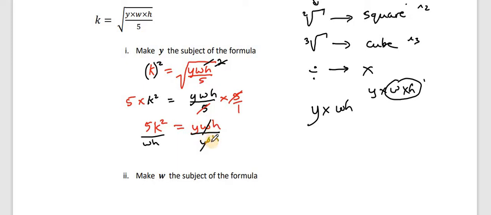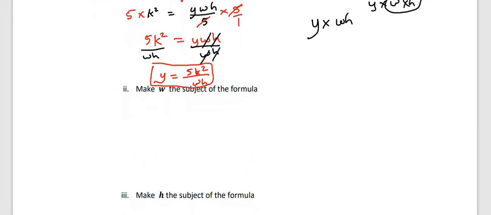So the w cancels w, and h cancels h. And that leaves me back with what on this side? Just the y. Here's a quick shortcut. Rather than writing the y on this side and then switching it around, we can simply write the y here, equal, and then put this on the other side as 5k squared divided by wh. So now I have my what? Y as the subject of the formula. Make sense? Yes, sir. All right.